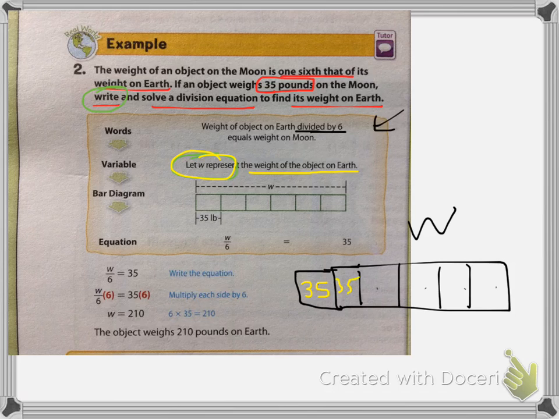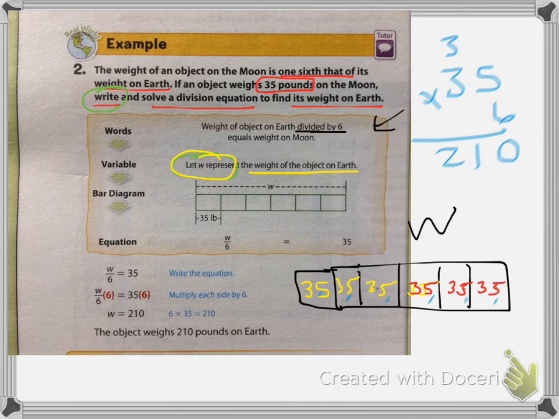So you would have a 35 here, a 35 here, a 35 here. Gets a little crazy, so I'm going to change colors so that you can actually see it. A 35 here and a 35 here. So what will you do to find out what the total weight was? Well, you'll take the 35, which was the number in each box, and multiply it by 1, 2, 3, 4, 5, 6. So 5 times 6 is 30, 6 times 3 is 18, 19, 20, 21. So 210. So the entire weight is going to be 210 pounds.